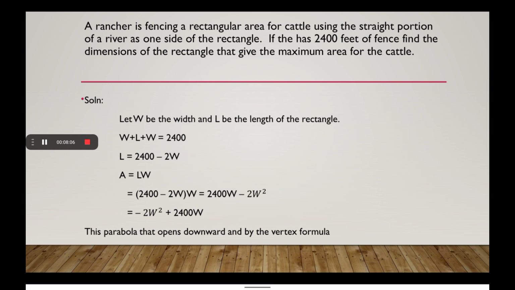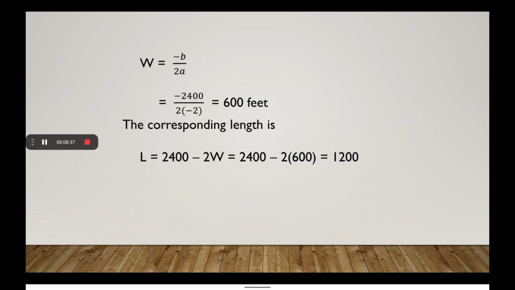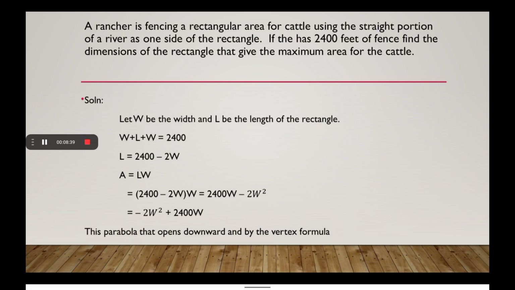Then the whole width and length together equal this 2400. We write here W plus L plus W equals 2400. We solve this equation. Everyone knows the area of the rectangle is L into W. We substitute the values here and we get a quadratic equation. Here is a negative sign, so the parabola opens downwards. Then we need to find the width and the length, right?